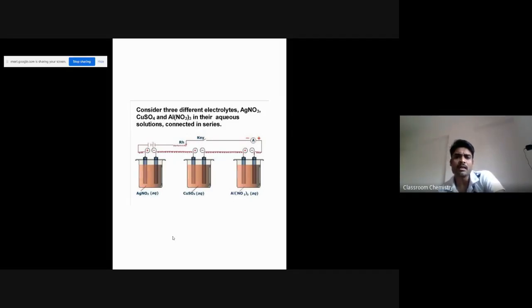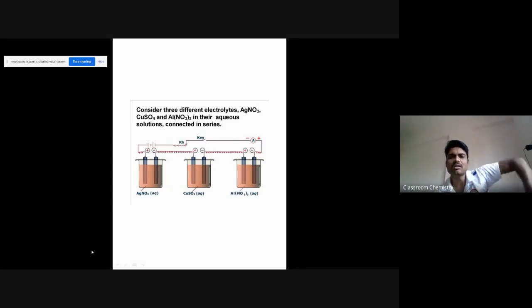Consider here three different electrolytes. First one is silver nitrate, AgNO3. Second one is copper sulfate, and third one is aluminum nitrate. See again, silver, copper, and aluminum. Copper is from the 3d series, aluminum is from the p block, and silver is from the 4d or 5d series. That is, there is no relation among all these electrolytic solutions. Not all come from one group or one series. There are some differences in properties also.